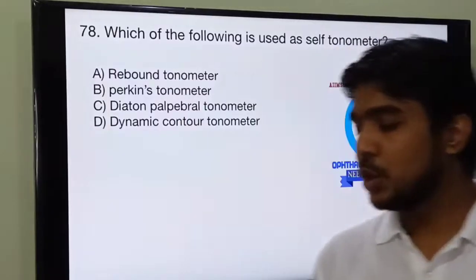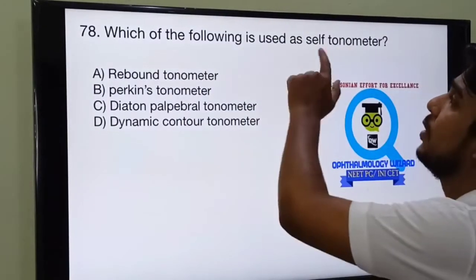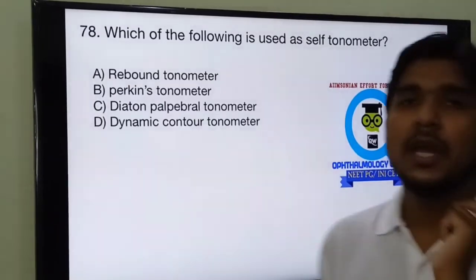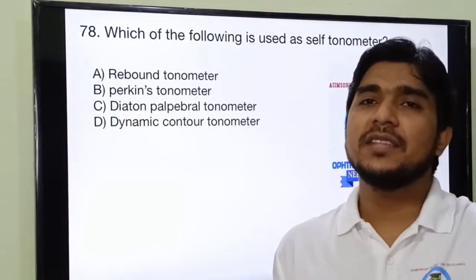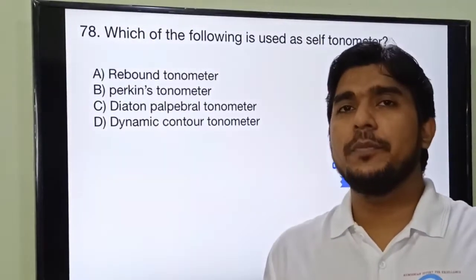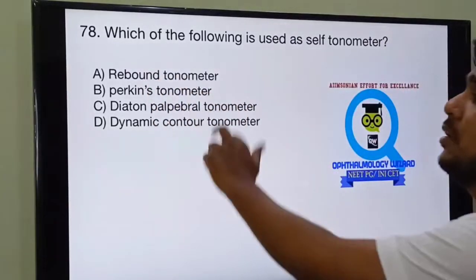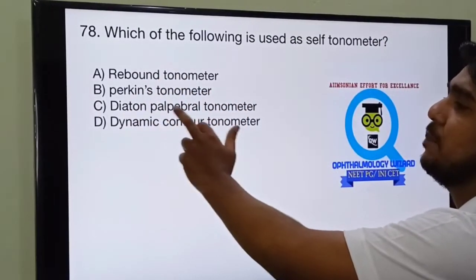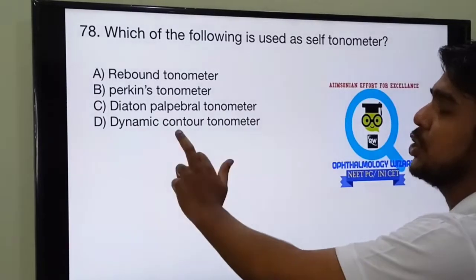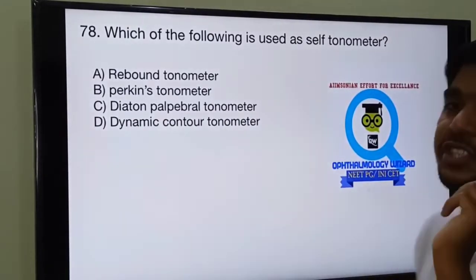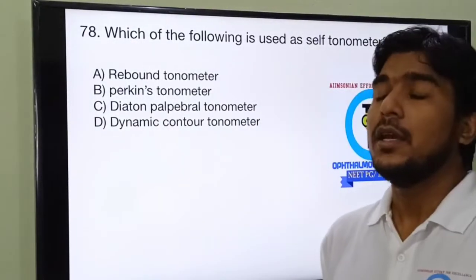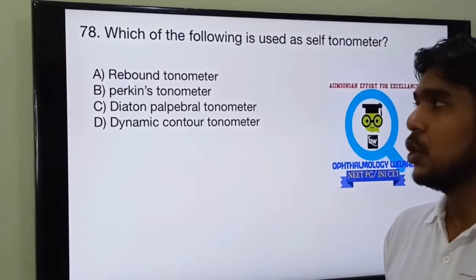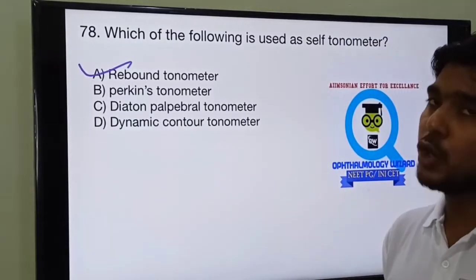Now coming to the next question. Which of the following is a self tonometer? Self tonometer means the patient can measure his own IOP, intraocular pressure. Rebound tonometer, Perkins tonometer, diatom palpebral tonometer, dynamic contour tonometer. Which is this? Tell me. So the patient can do it, the answer is very simple: rebound tonometer.